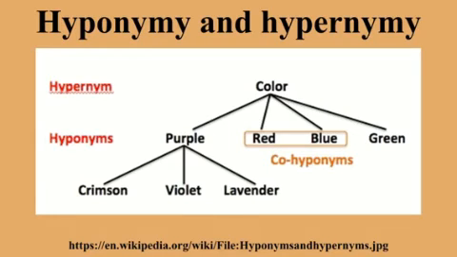Usage. Computer science often terms this relationship an is-a relationship. For example, the phrase "red is a color" can be used to describe the hyponymic relationship between red and color. Hyponymy is the most frequently encoded relation among synsets used in lexical databases such as WordNet.